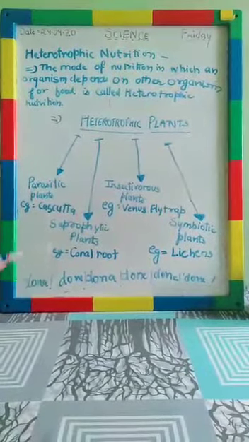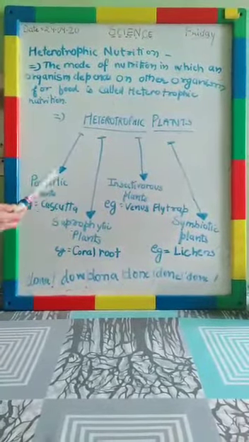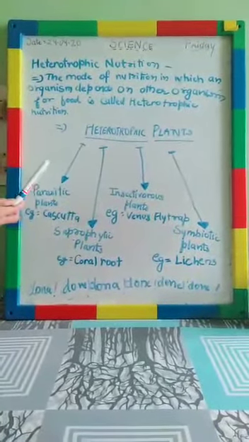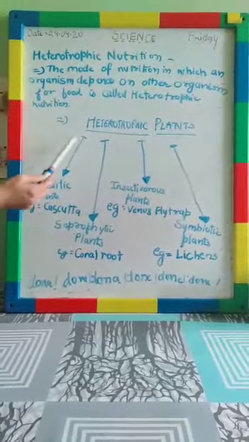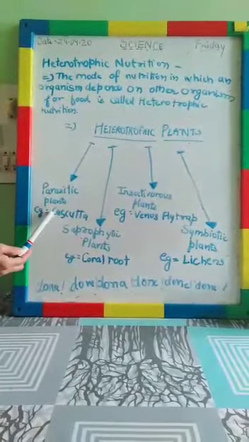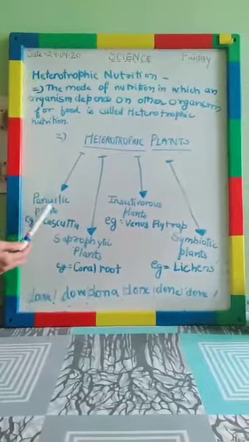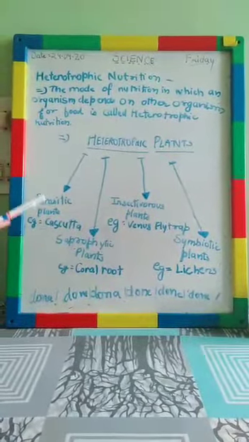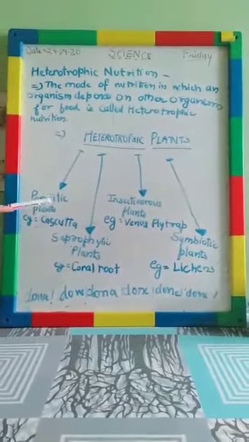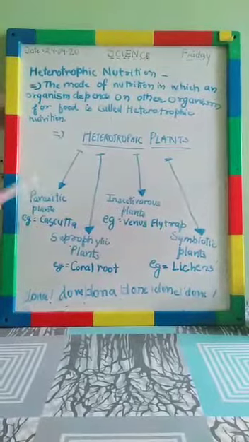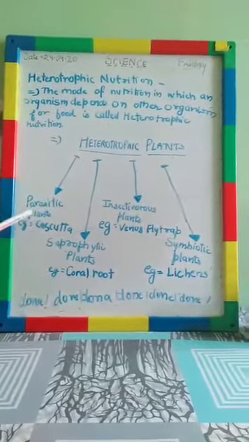So students, generally the heterotrophic plants are of four types. So we will discuss one by one. We will move on to the first one. What are parasitic plants and how do they get their food? So students, a parasitic plant is one that partially or completely depends on another plant for nutrition.